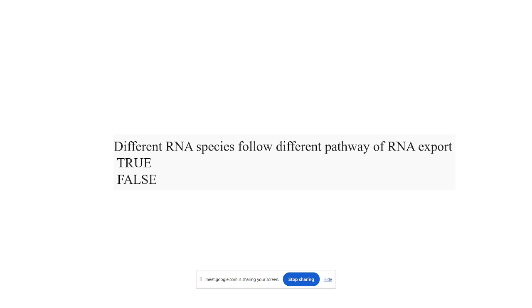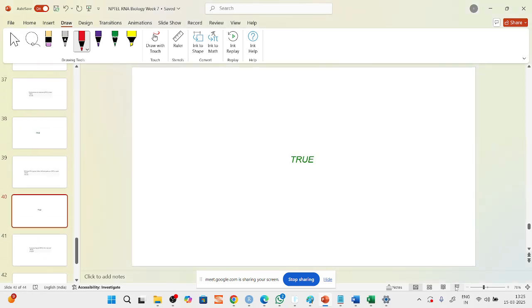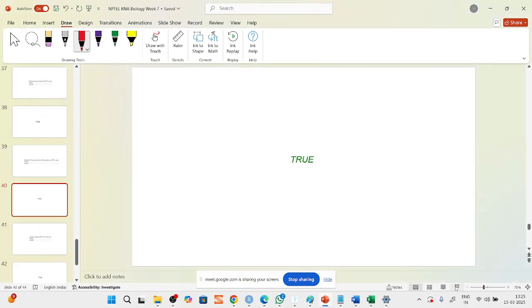Okay, now I'm switching the screen. So yes, the answer is true. We have already studied that different species of RNAs have different mechanisms of transport. Next is exosome degrade RNA from one end. True or false? Exosomes degrade RNA from one end.